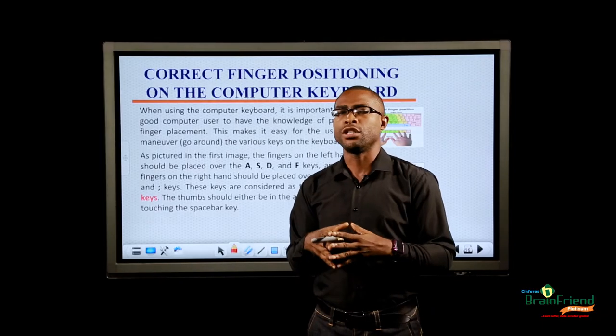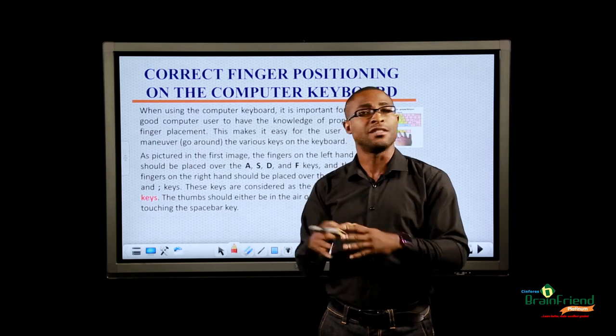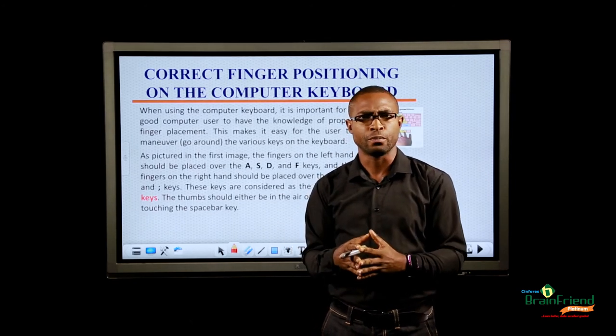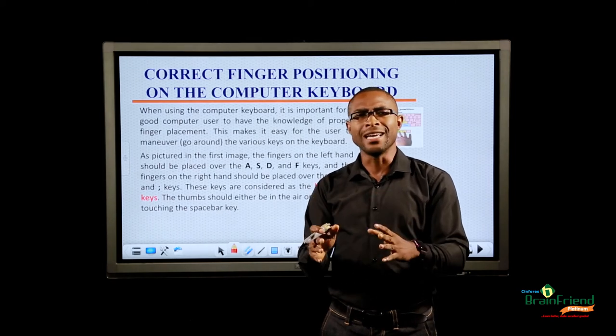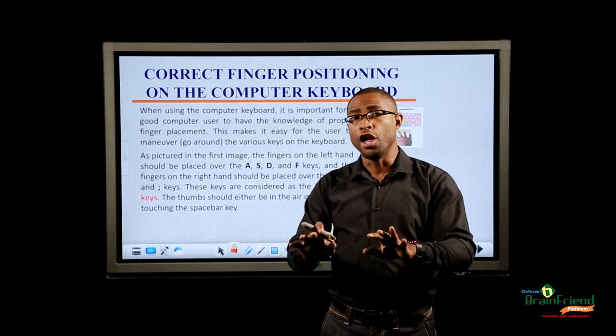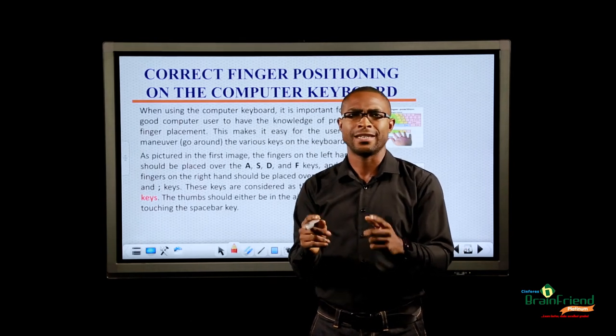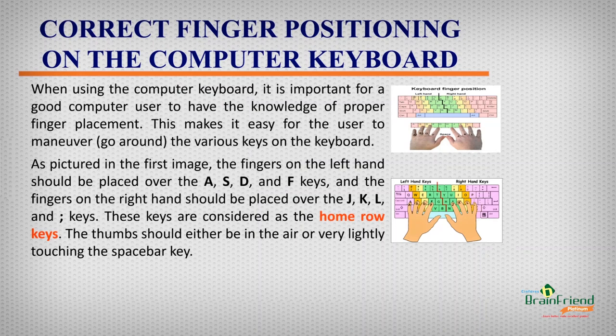The next thing we are going to consider in today's class is the correct finger positioning on a computer keyboard. Basically, fingers are to be placed on the home row on the computer keyboard. Do not forget that the home row is made up of ASDF on your left hand side, and on the right hand side we have J, K, L, and the semicolon.